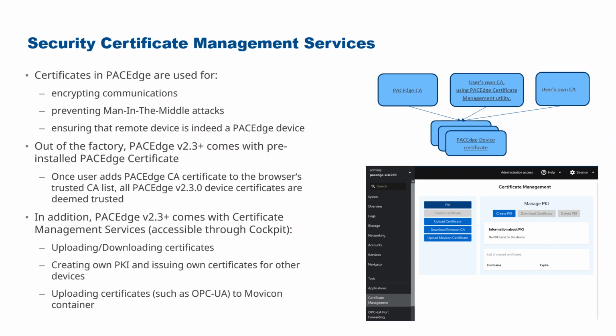In addition, there are additional certificate management services available through Cockpit, and you've got the capability to upload and download certificates. You can also create your own certificates, and you can also issue certificates for other devices. This supports uploading certificates for things like OPC UA, for example, to the Movicon container, so you can have individual certificates for the underlying components as well as for the overall PACEdge device. So there's a lot of certificate management in there, and the whole idea of certificates is all part of public key infrastructure, and this is what the modern internet uses to provide secure communications.